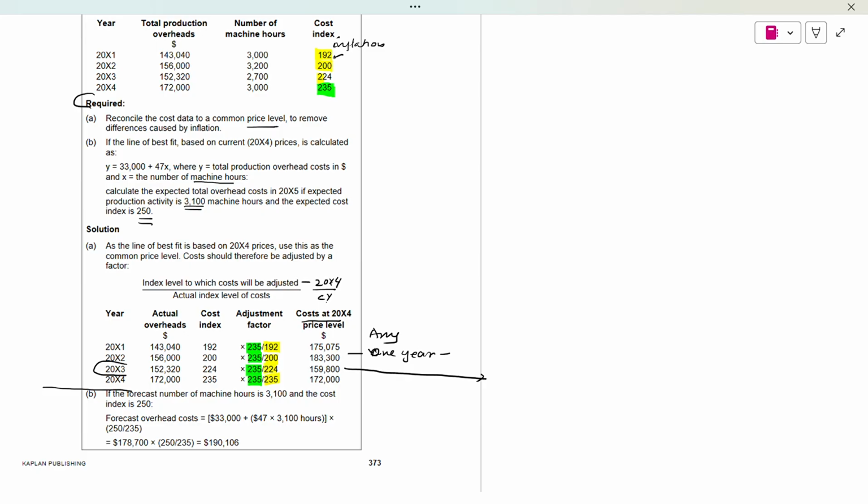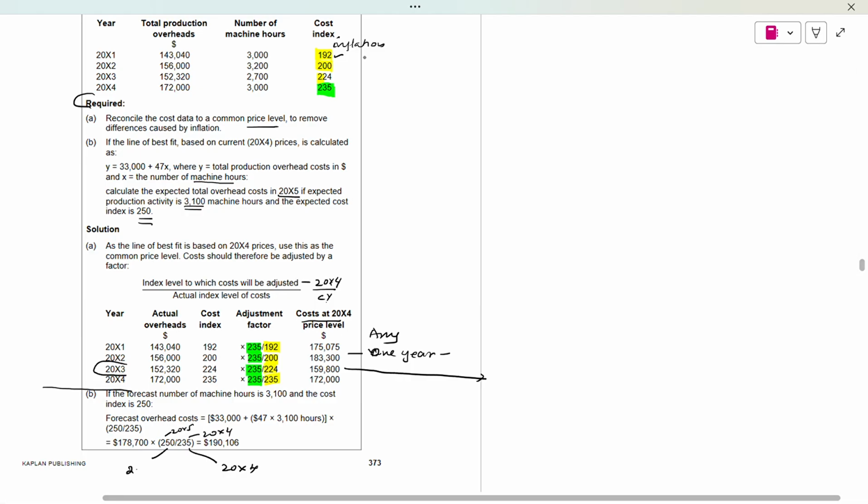Expected cost index is for which year? They are asking for 2005. The 2005 index is 250. This is the 2004 index.